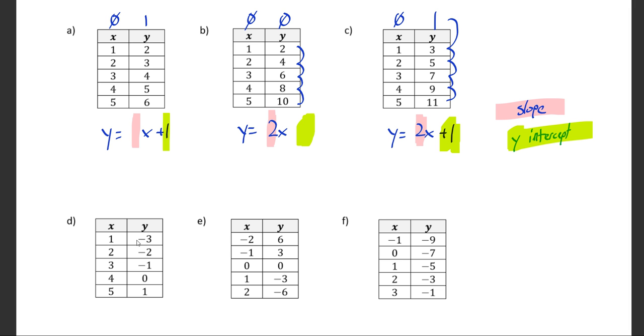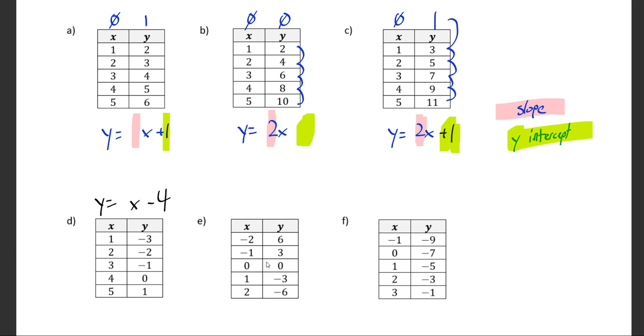Here we've got, for D, y is going up by 1, up by 1, up by 1, up by 1. So we know that y is equal to 1x, which usually we just write as x. And when x is 0, what's y going to be? So 5, 4, 3, 2, 1, 0. Y would be negative 1, 2, 3, negative 4. So y equals x minus 4.